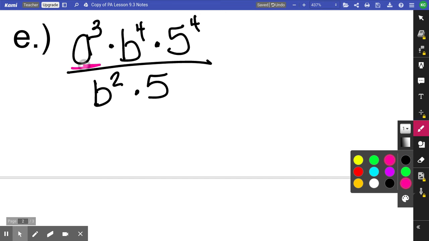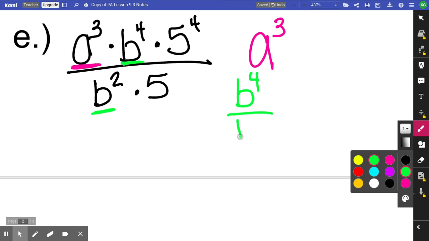So here's an A. That's my only A that I have. So that means that base is going to stay the same. It's going to stay A to the 3rd. Okay, then I have B's. I have B to the 4th and I have B to the 2nd. If I were to write that out, I would have B to the 4th over B to the 2nd. Well, what happens in a division problem? In a division problem, I subtract. So 4 minus 2 is going to give me B to the 2nd.